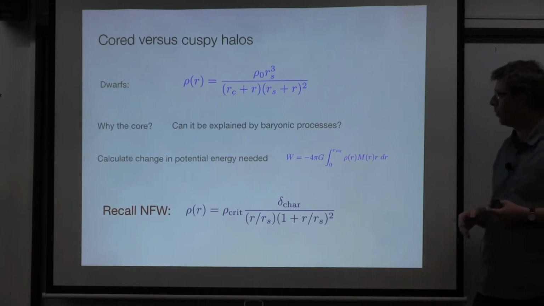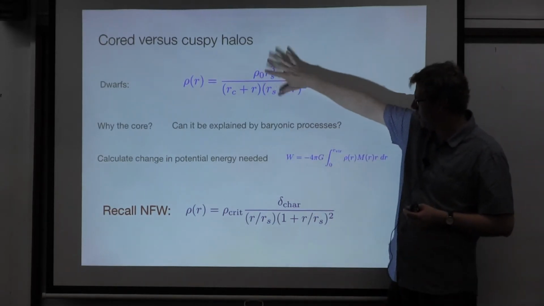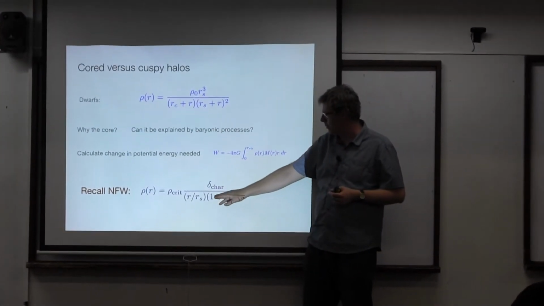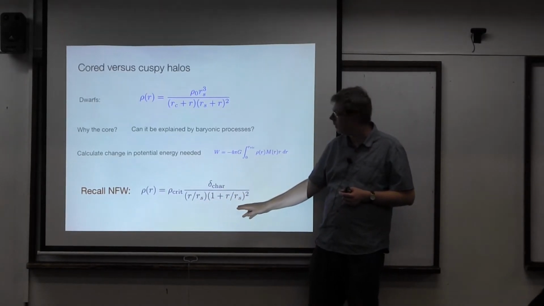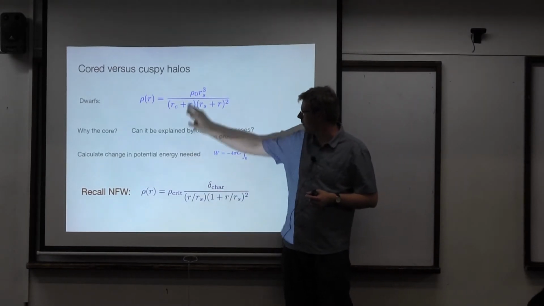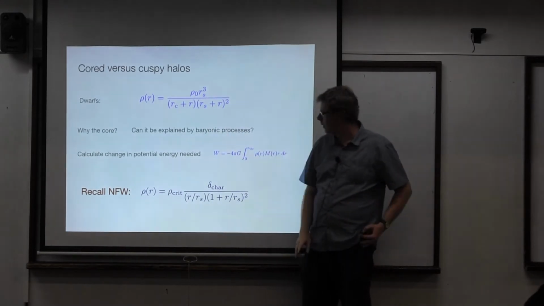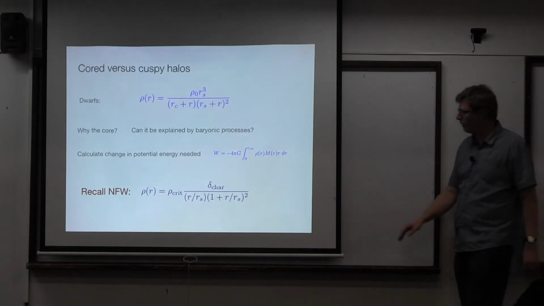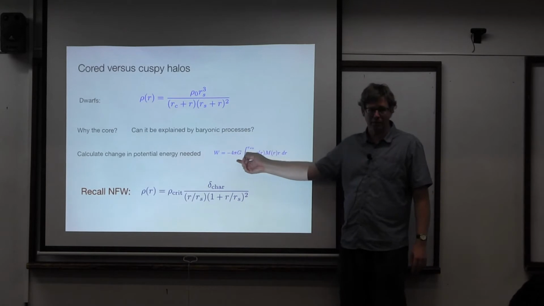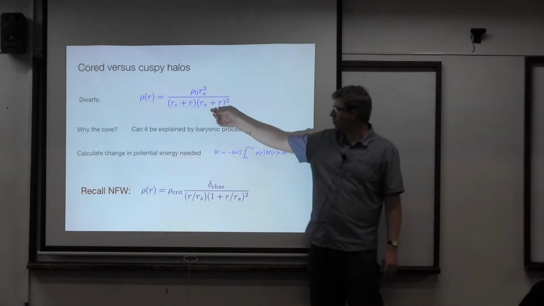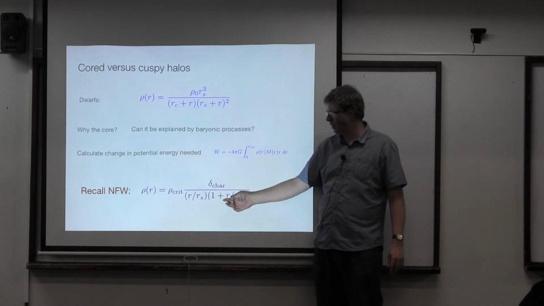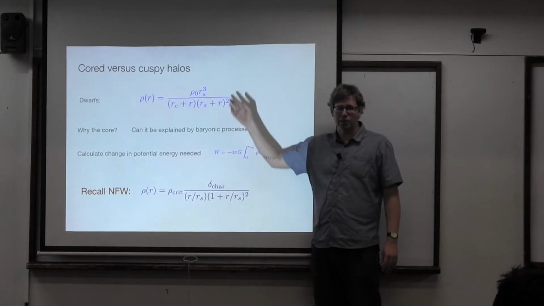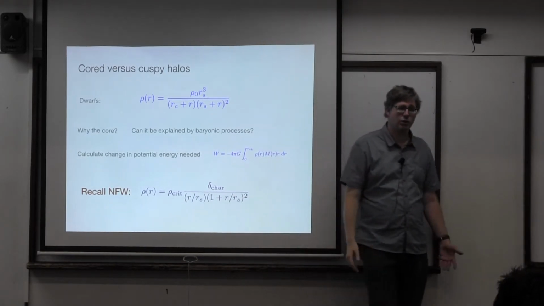And the way people do this is they observe a profile that looks like this. They start with a dark matter profile that looks like this, and you need to explain this one difference. Okay, the rest kind of works. So what do you do? Well, to calculate that, and I'm not going to do that now, you calculate the potential energy of this, and you calculate the potential energy of this for the same total mass, of course. And then you see what's the difference in potential energy that you need. And that needs to come from somewhere.